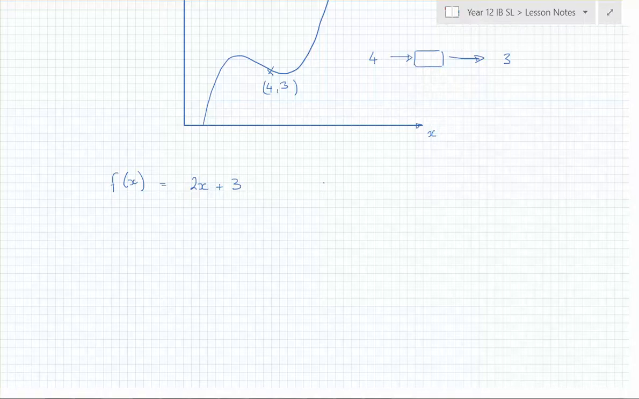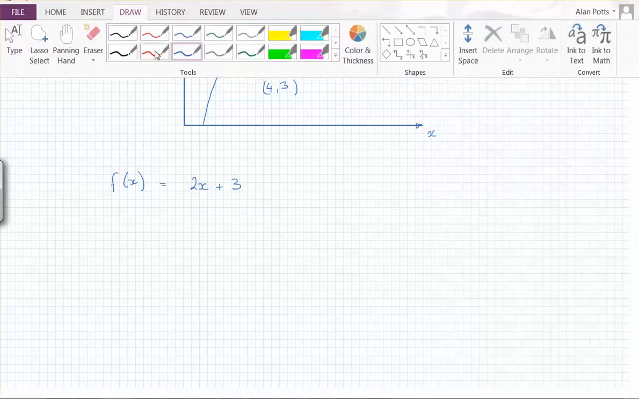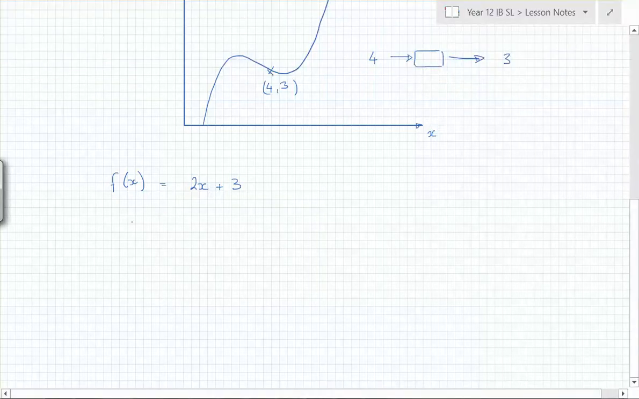Well, it's the f of x. The f, I think it represents function. It's another way of expressing the following function is equal to. See, I would read it like this: the function applied to x is 2x plus 3. That's how I would be reading that.